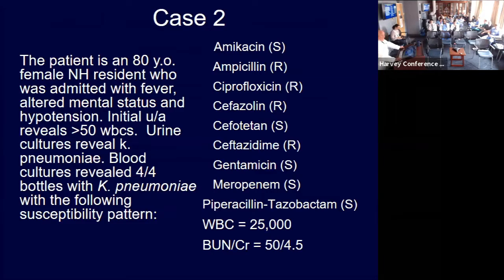UA reveals greater than 50 WBCs. Urine cultures reveal Klebsiella pneumoniae. Blood cultures reveal 4 out of 4 bottles with Klebsiella with the following susceptibility pattern. Okay, so looking at the susceptibility pattern, do you have any thoughts just looking at that susceptibility pattern?